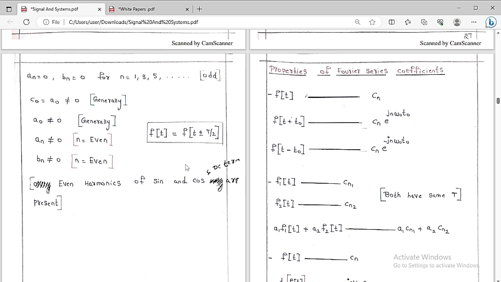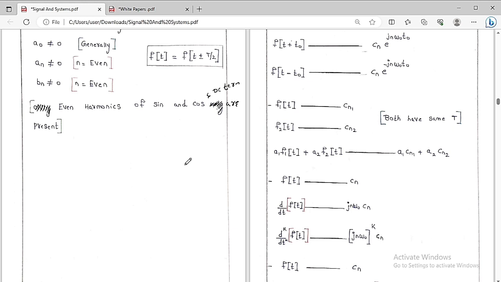Finally, I will give you some important things. If you remember these things, then everything is simple. So listen carefully. For an odd signal, I am going to write the properties: A0 is equal to 0, AN is equal to 0, and BN is not equal to 0, for all values of N. Now, for an even signal, A0 is not equal to 0, AN is not equal to 0, and BN is equal to 0. Now, let's go for the half-wave symmetry signal.